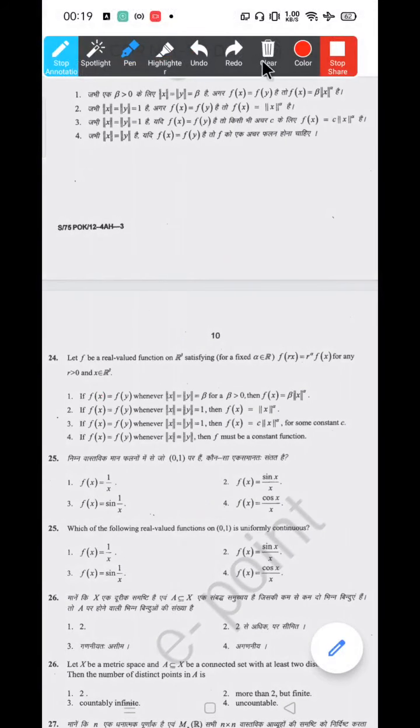Let f be a real valued function on R^3 satisfying f of rx equal to r raised to alpha times f of x. That is something like f of x equal to, if I take norm x or something, let me see the option. If f of x equal to f of y whenever norm x and norm y equal beta, then your f of x will be something like this.